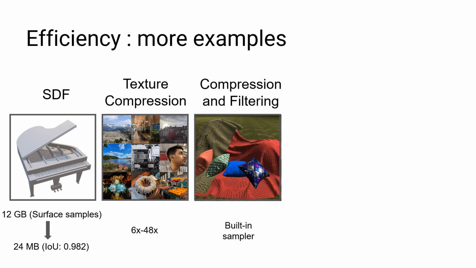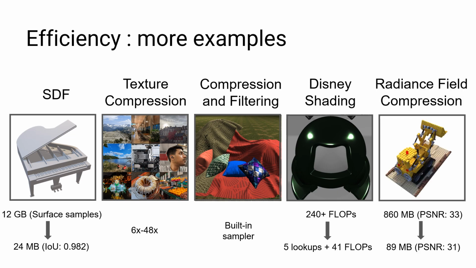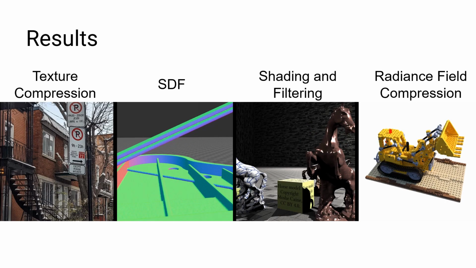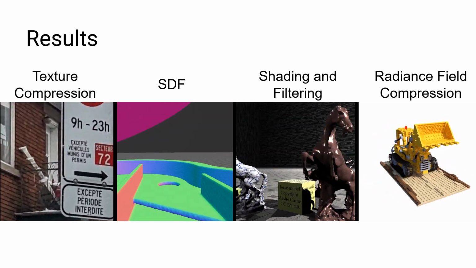For real-time applications, we may also use it for joint texture compression and filtering using a single network. In the context of shading, we can efficiently approximate Disney BRDF by replacing 200 plus flops of compute with just a few lookups. And finally, differentiable indirection can be used to compress pre-trained radiance fields by orders of magnitude. The video collage shows differentiable indirection in action for a variety of applications.